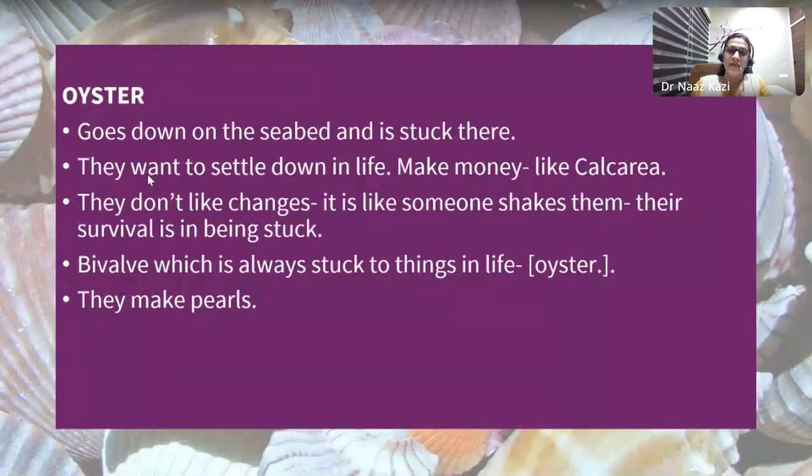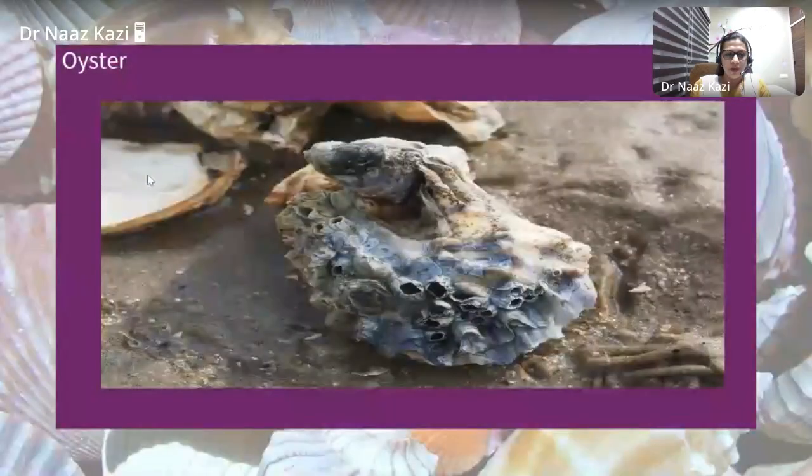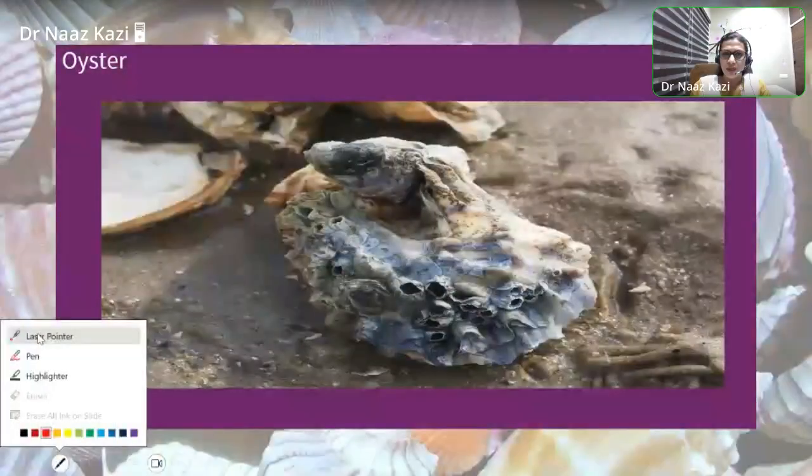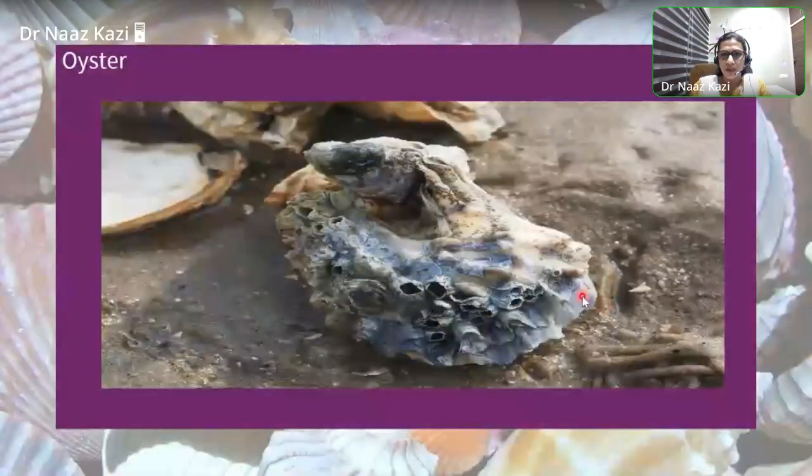They make money. They want to make money like Calcaria. They don't like any changes, because for them, making changes is like shaking them. And their survival is being stuck, because as we see this mollusk here, the oyster, it remains stuck to the seabed. And whenever the predator comes and tries to get hold of them, they do not have their movement.